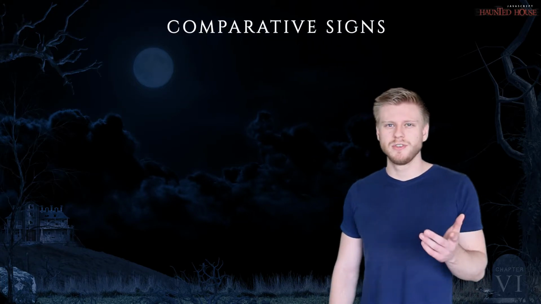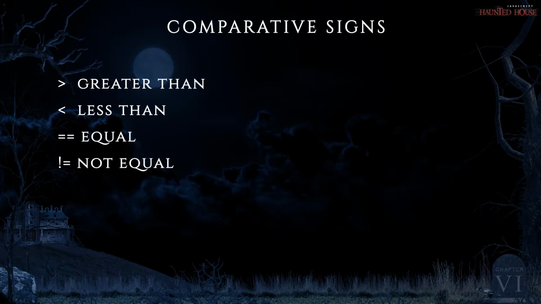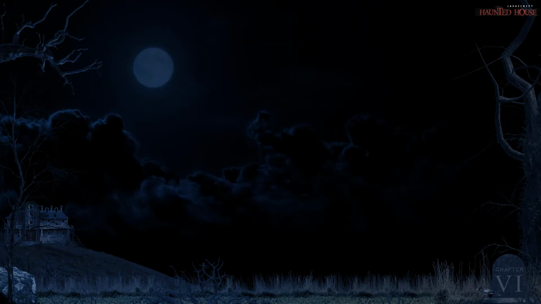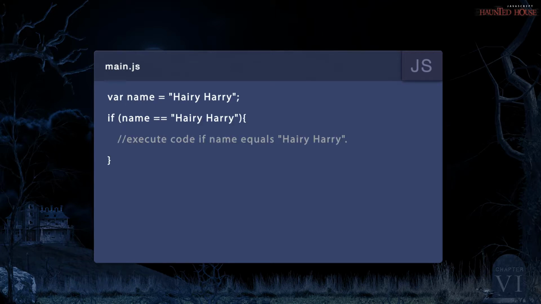There are several types of comparative signs, but the most used are greater than, less than, equal, not equal, greater than or equal to, less than or equal to. To make comparisons, we can use not only numbers, but any kind of variable. For example, we can create a string and use it inside a condition. We can also create a boolean for the same task.